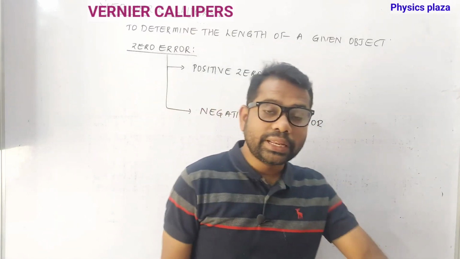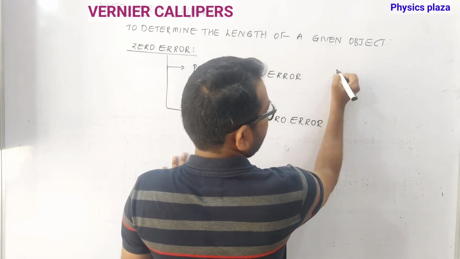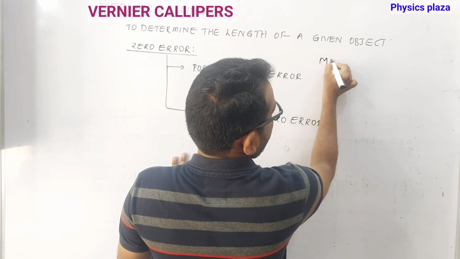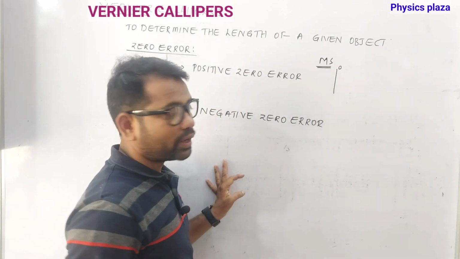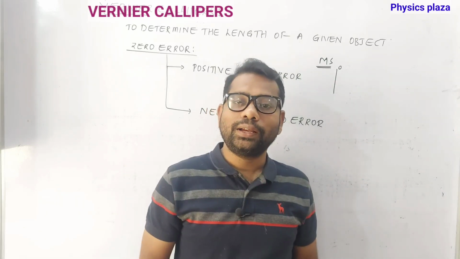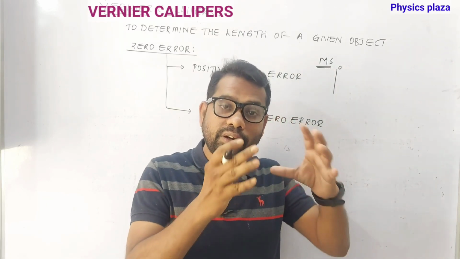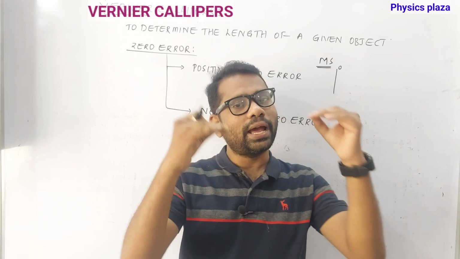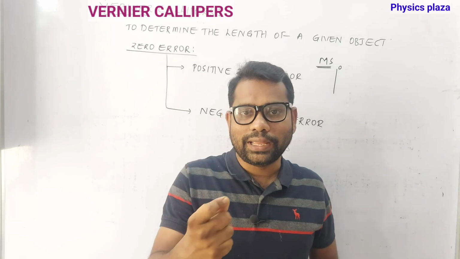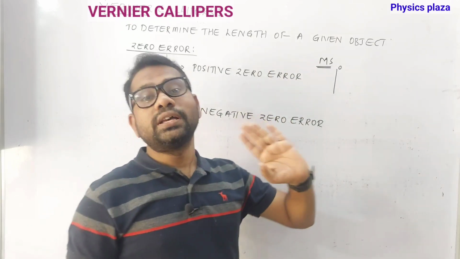When can you say that a given vernier calipers has a positive zero error, and how can it be corrected, children? Suppose, again I am telling you, this is the zero reading of the main scale, children. Here we brought the two external jaws into contact, but it is not coinciding. The zero reading of the vernier scale is not coinciding with the zero reading of the main scale. So it is very clear that it has a zero error. But what type of zero error? Where is the zero reading of the vernier scale standing? Is it standing to the right of the zero reading of the main scale, or to the left of it?